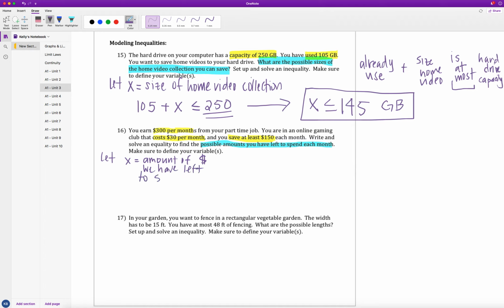That's what we're looking for in this problem, so it would make sense that that would be our variable. Let's think about it on the side again. What are all the moving pieces? So the first thing we have is the gaming club.